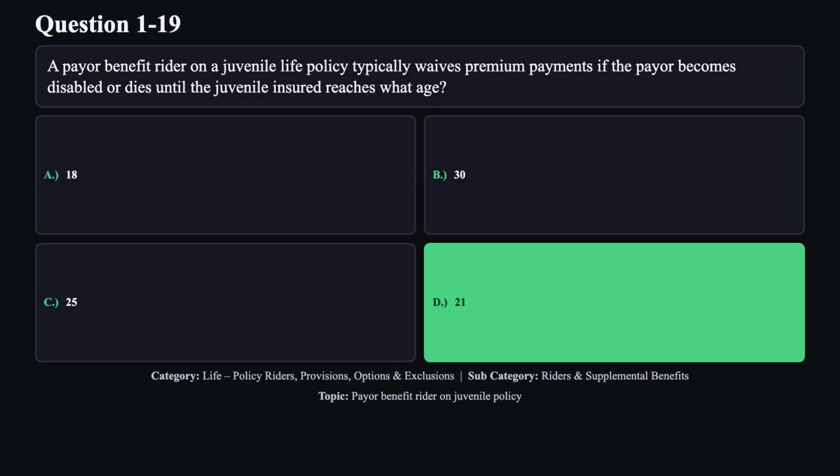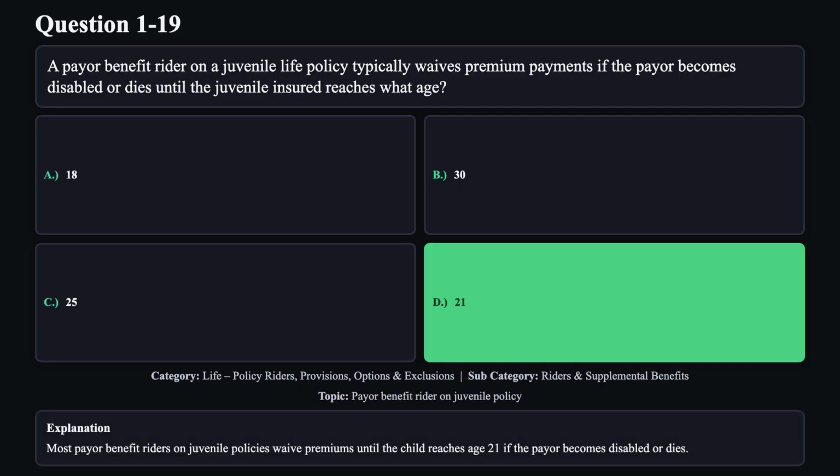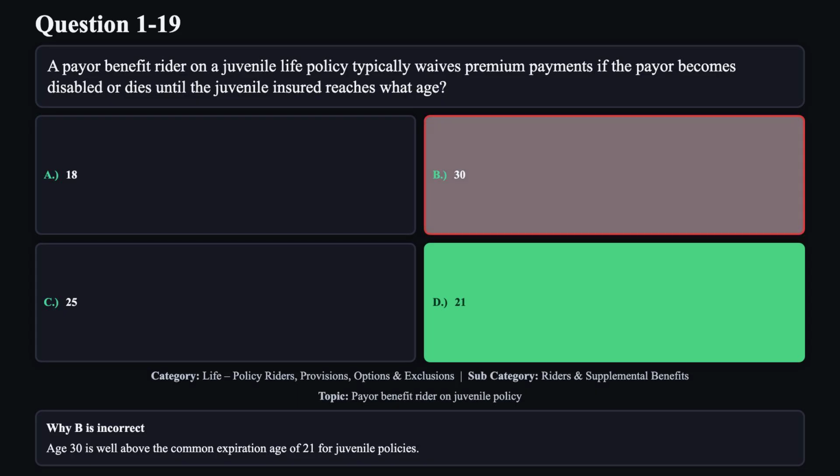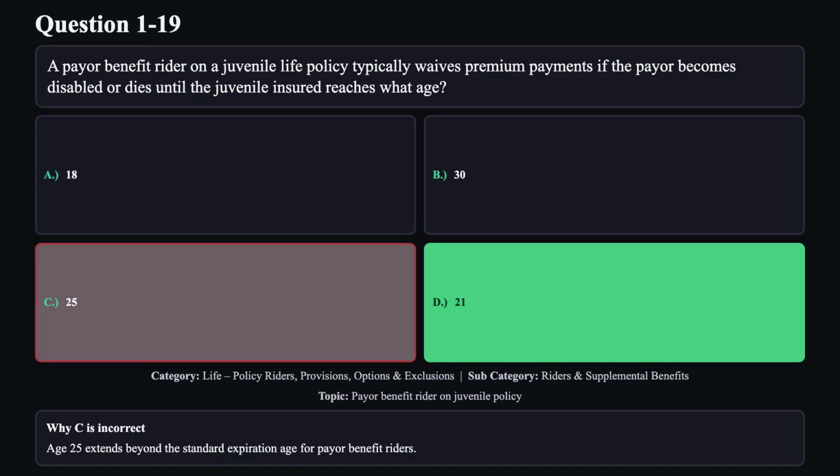The correct answer is D. Most payer benefit riders on juvenile policies waive premiums until the child reaches age 21 if the payer becomes disabled or dies. Reason A is not correct. Age 18 is legal adulthood, but most contracts specify waivers until age 21. Reason B is not correct. Age 30 is well above the common expiration age of 21 for juvenile policies. Reason C is not correct. Age 25 extends beyond the standard expiration age for payer benefit riders.